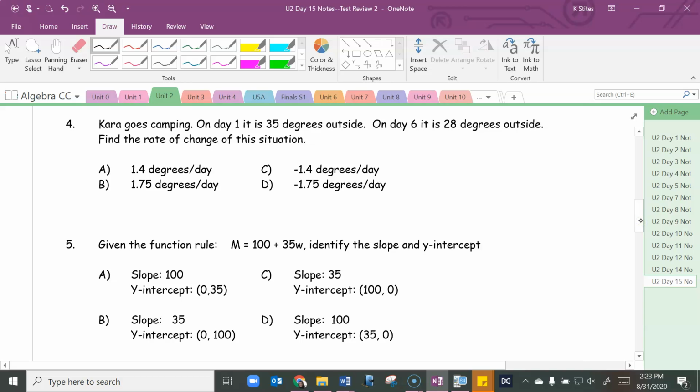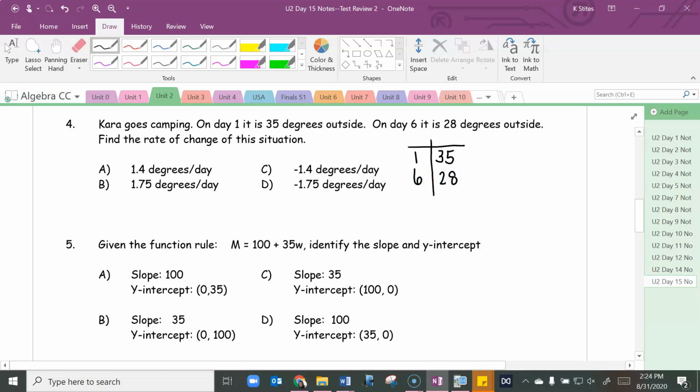Next, Carrot goes camping. On day 1, it is 35 degrees out, and on day 6, it is 28 degrees out. Personally, I think it sounds too cold to be camping. Find the rate of change of this situation. So what we want to do is start off by writing two ordered pairs, or making a table. Days are independent, so they should come first. So day 1, it's 35 degrees. Day 6, it's 28 degrees.